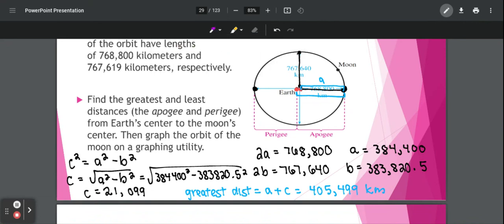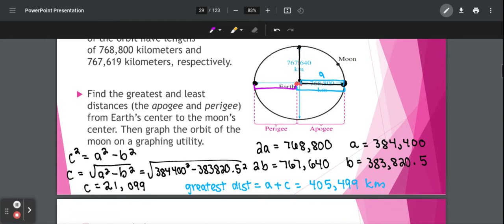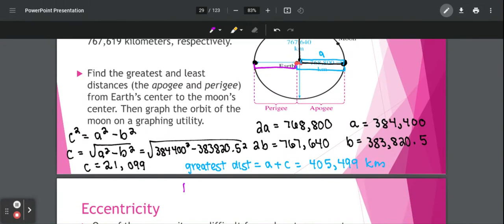And then our least distance would be when the moon is over here. And so the least distance would be a minus c, which would get us 363,301 kilometers.